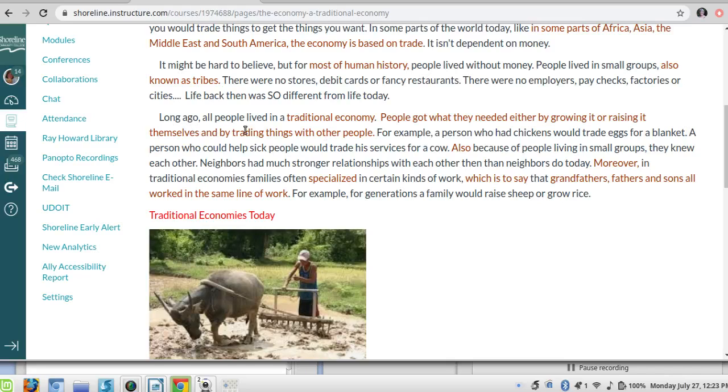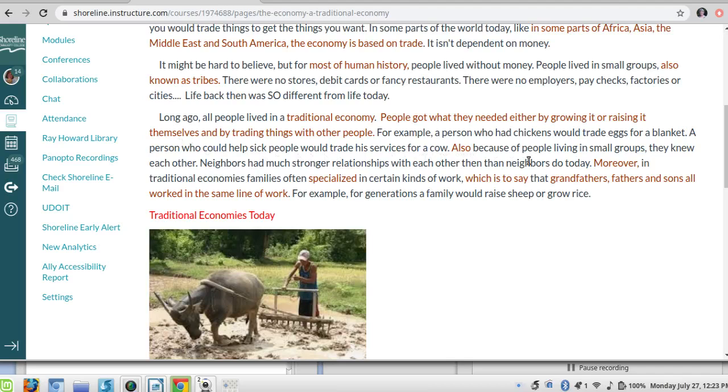Long ago, all people lived in a traditional economy. All people. Even your family, a long, long time ago. People got what they needed either by growing it or raising it themselves and by trading things with other people. For example, a person who had chickens would trade eggs for a blanket. A person who could help sick people would trade his services for a cow.